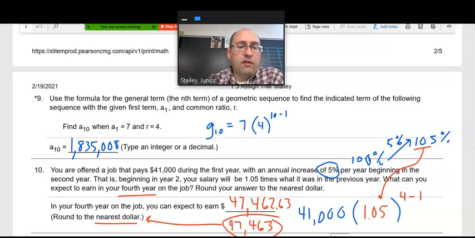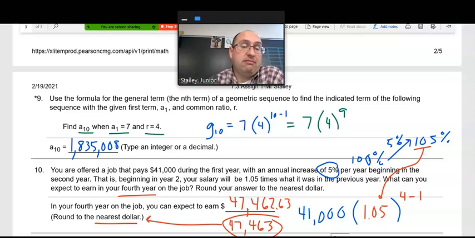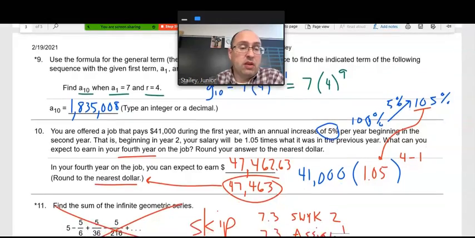Boom. You're offered a job that pays $41,000 during the first year with an annual increase. Oh, sorry, I'm ahead of myself. First term 7, multiplier 4, and we're looking for the 10th term. Plug and chug, easy stuff. Make sure you don't do 7 times 4 equals 28, because that ain't true. If you type it the way it is, 7 times 4 to the 9th, it does it for you.